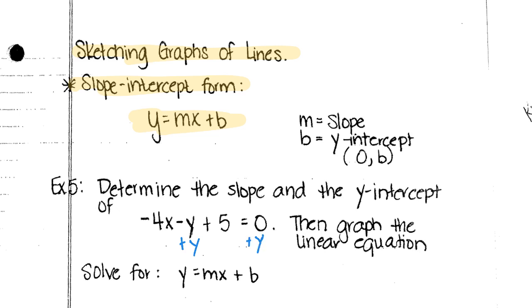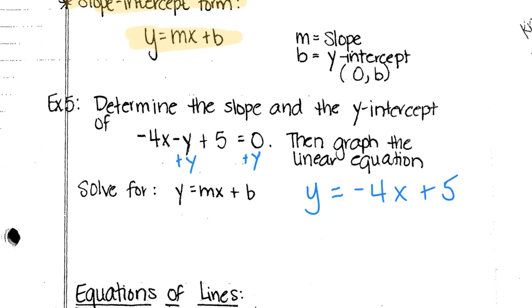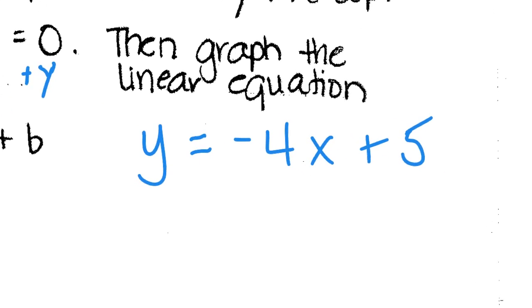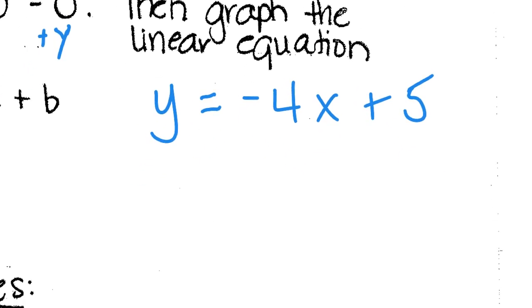Yes, you could add the 4 and subtract the 5, and then you'd have to change the signs and all that. So, we do get y equals negative 4x plus 5. Now, old school. We know how to do this. This is great old Algebra 1. But let's go ahead and talk about it because it's always good to have a refresher. So, where do we start, Luca?